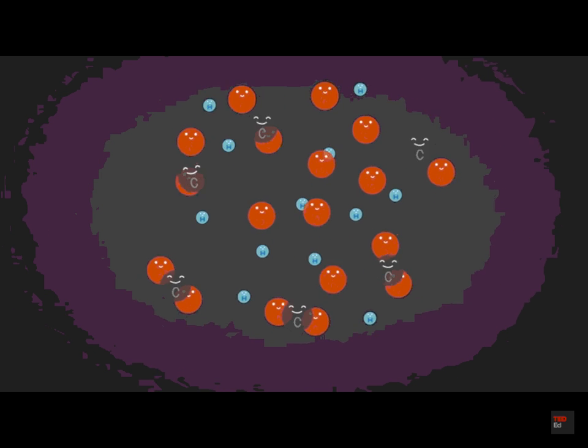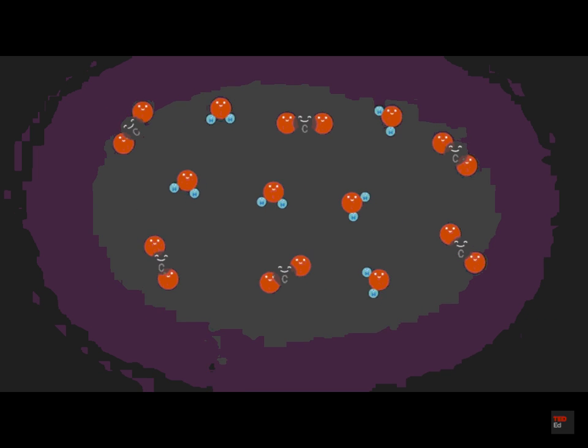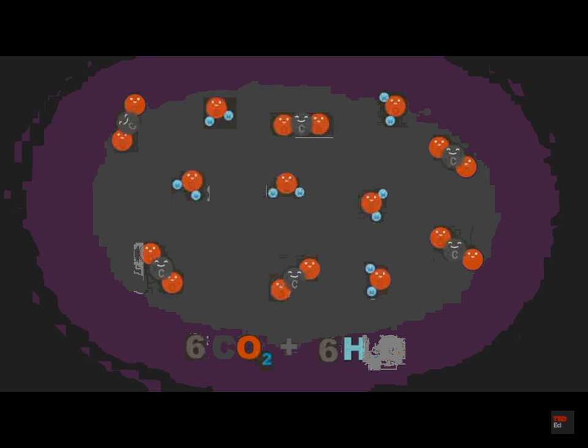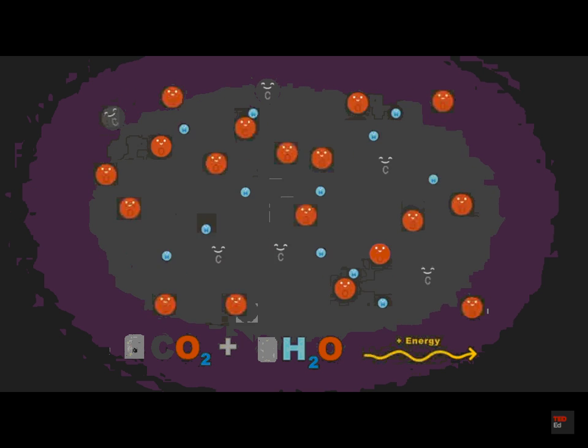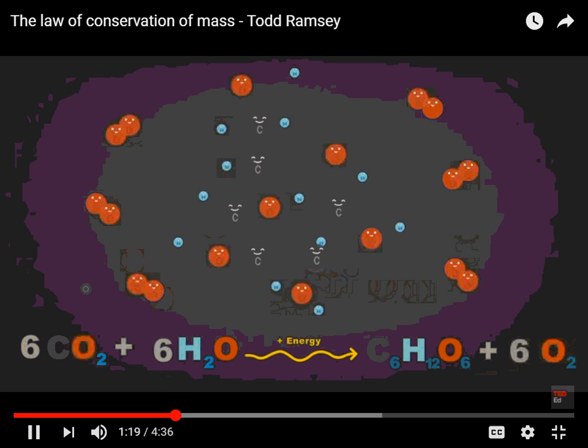They have a mind of their own. Let's see, they've formed more carbon dioxide and water, 6 of each. Add a little energy, and we can get them to reshuffle themselves to a simple sugar and some oxygen gas.